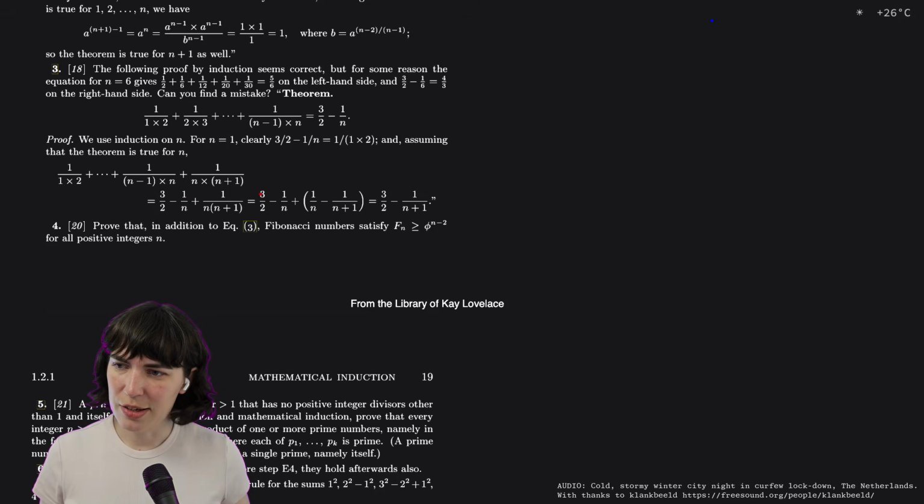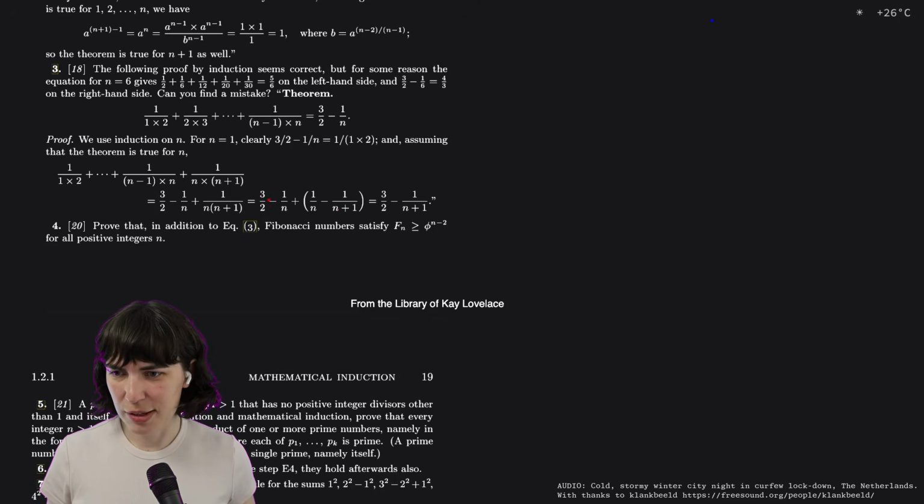And then he's setting this up: 3/2 minus 1/n plus 1/n, yeah, minus 1/(n plus 1). What has he done there?